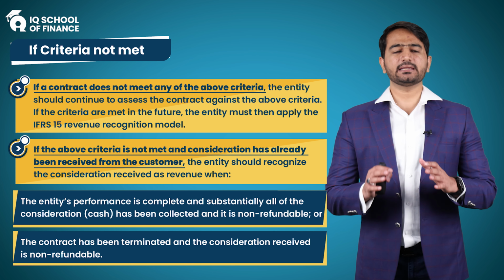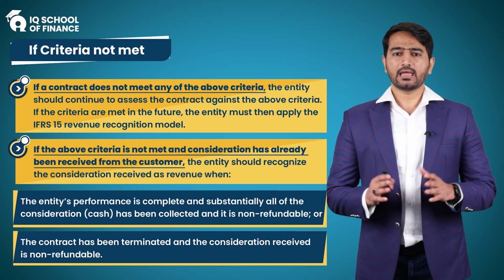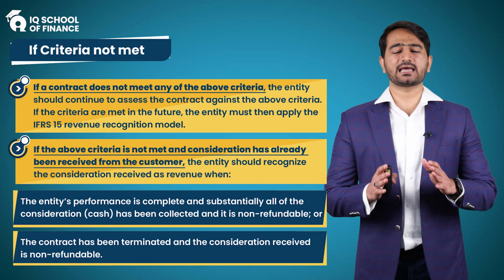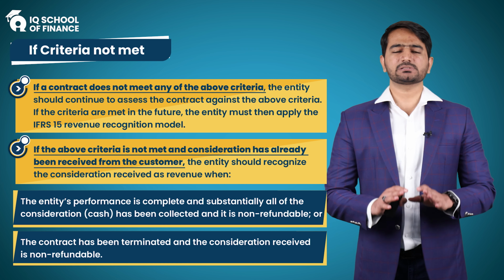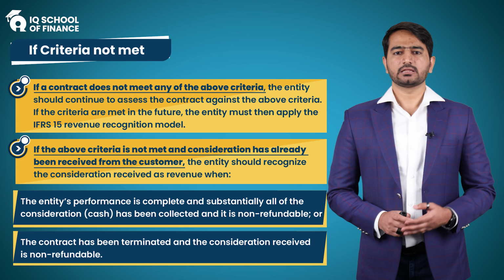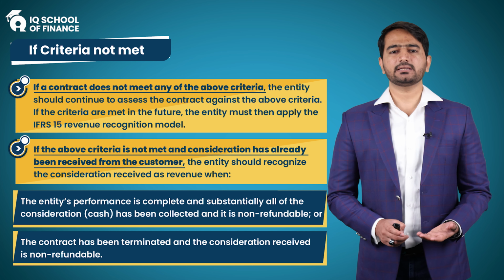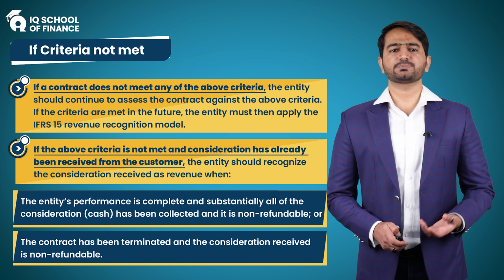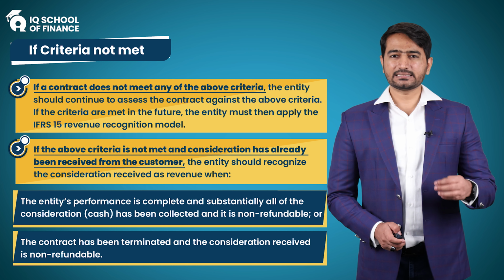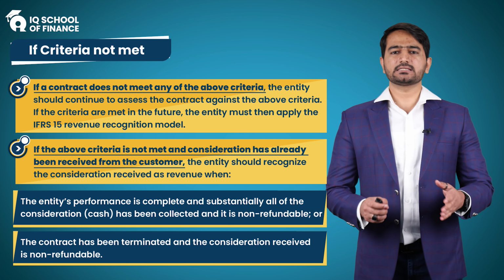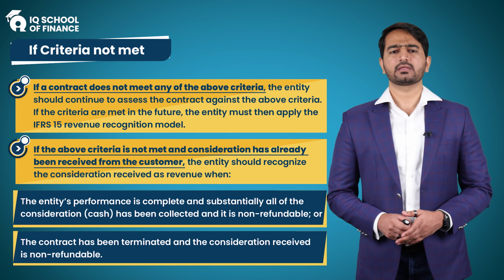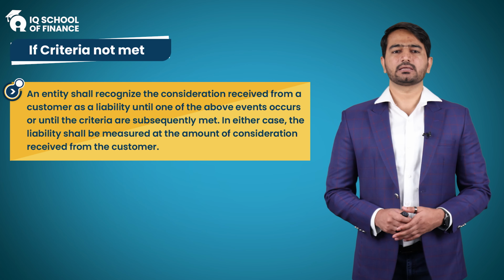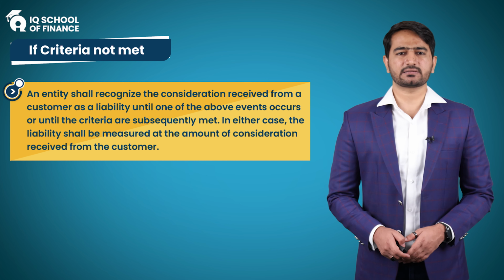If a contract does not meet any of the 5 attributes, any of the 5 criteria, and the company has already received the consideration from the customer, such consideration will be initially recognized as a liability. Now, there are 3 possible scenarios in this case. Scenario number 1, the 5 attributes of the contract are subsequently met. In this case, we will apply the 5-step model under IFRS 15. Scenario number 2, the company's performance under the contract is completed and the consideration received is non-refundable. In such case, consideration will be recognized as revenue. And scenario number 3, the contract is terminated and the consideration received is non-refundable. In this case, such consideration will be recognized as revenue.